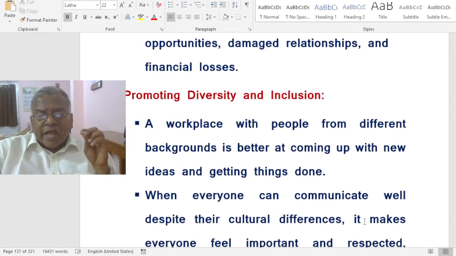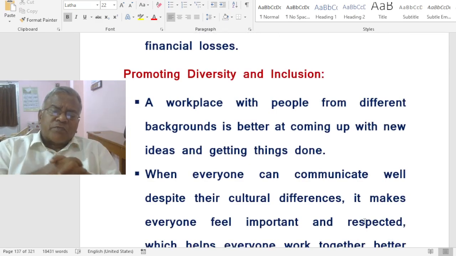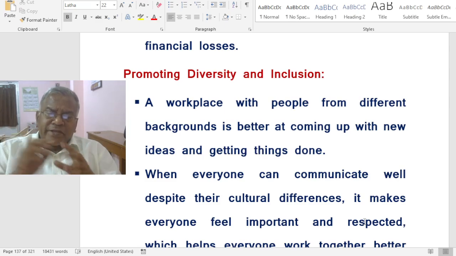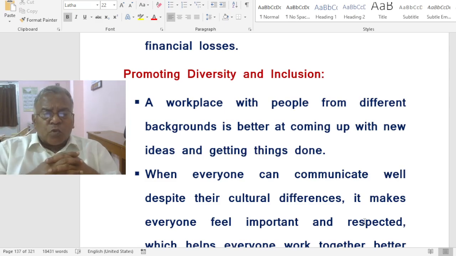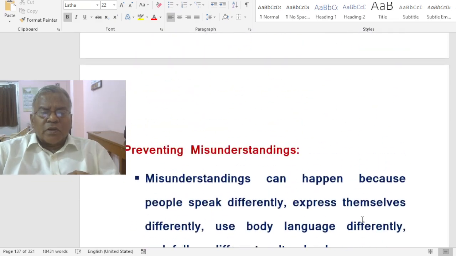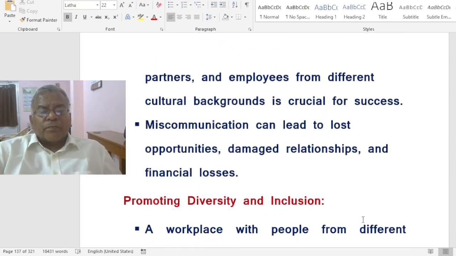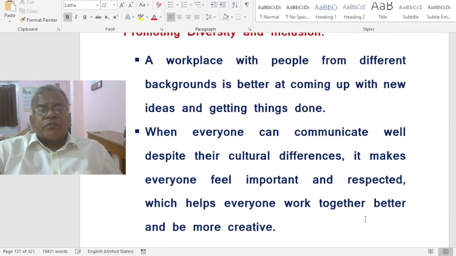Then promoting diversity and inclusion. A workplace with people from different backgrounds is better at coming up with new ideas and getting things done. For promoting diversity and inclusion also, we need to prevent misunderstandings. Yes. A workplace with people from different backgrounds is better at coming up with new ideas and getting things done.